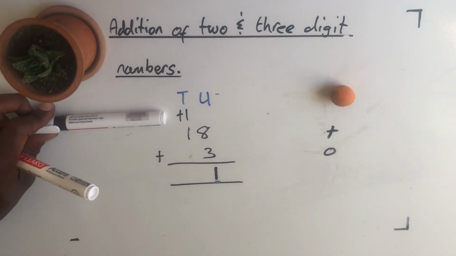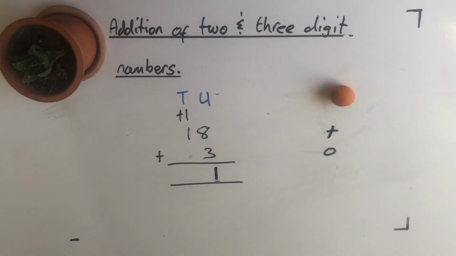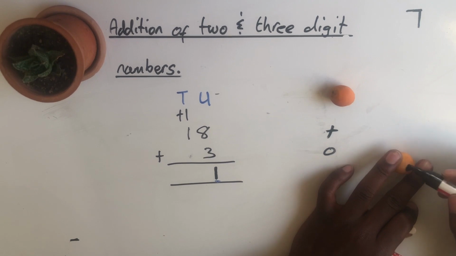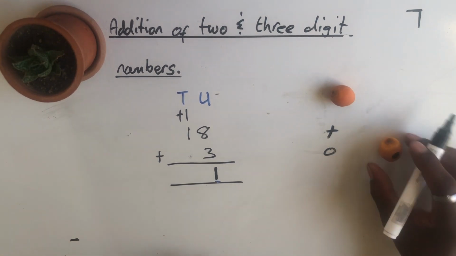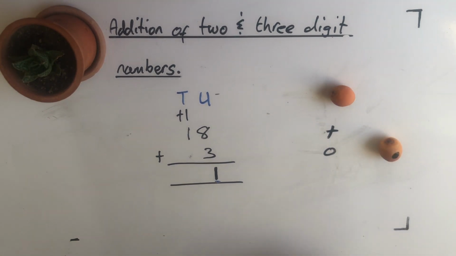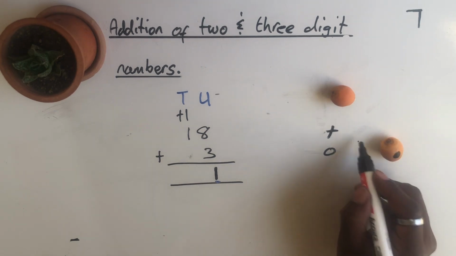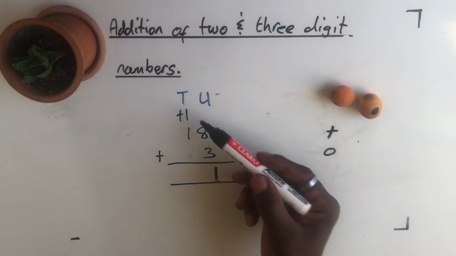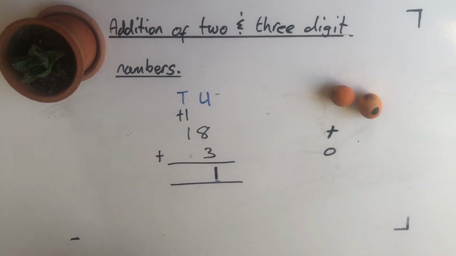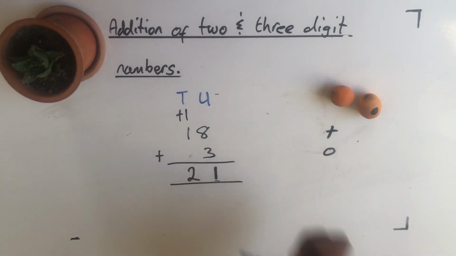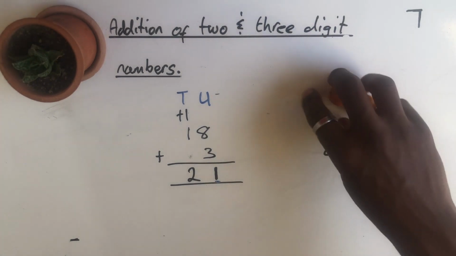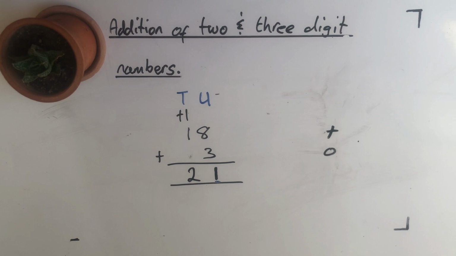But now let's not forget about that 1 that we carried, so we add that 1 that was carried. Let me just do that so you know that it was carried, okay? So then that becomes 2, okay? So 1 plus 1 plus 0 is 2, okay? So the answer is 21, all right?